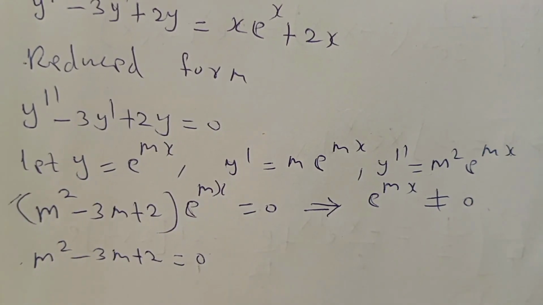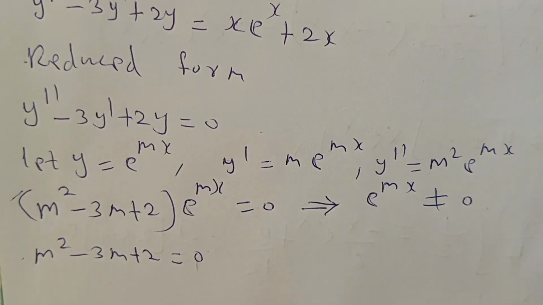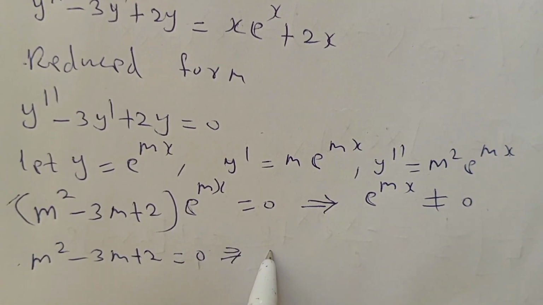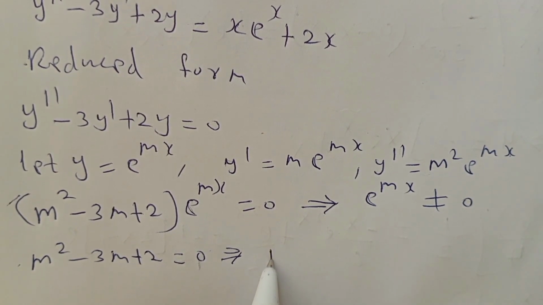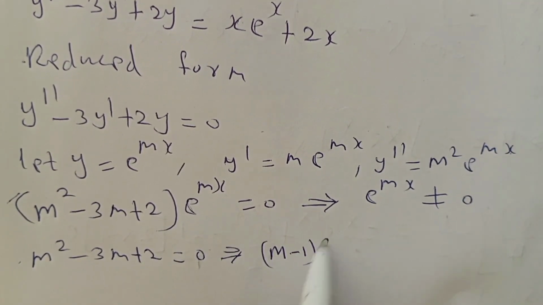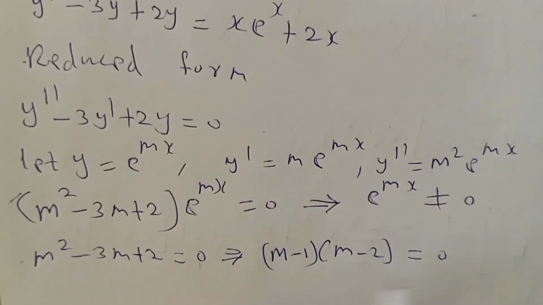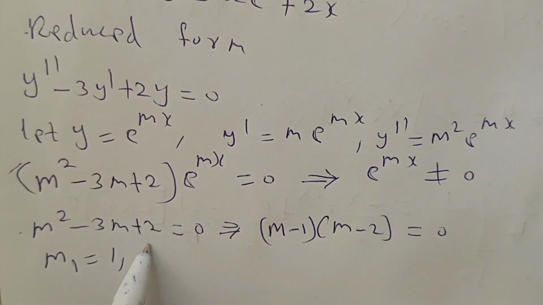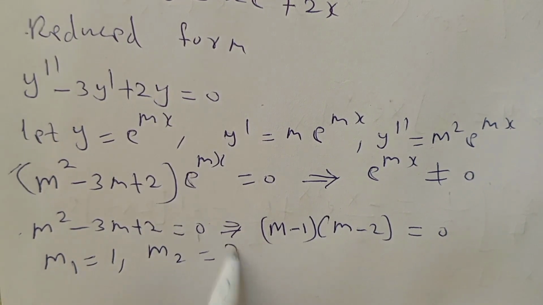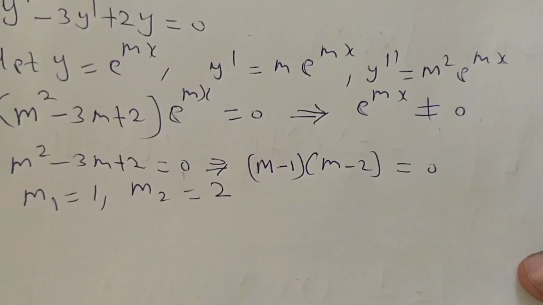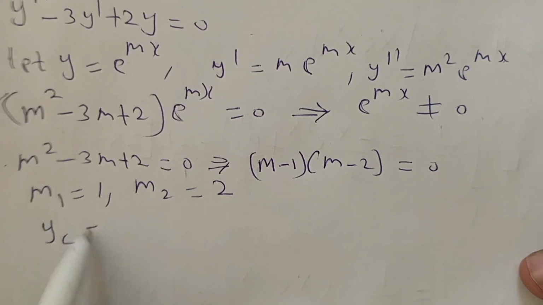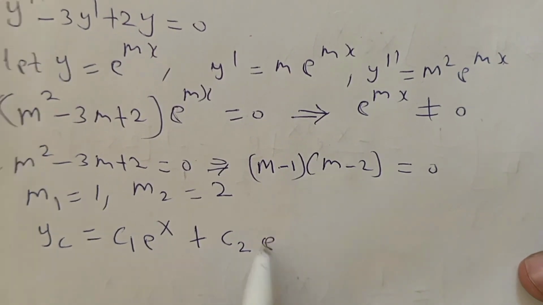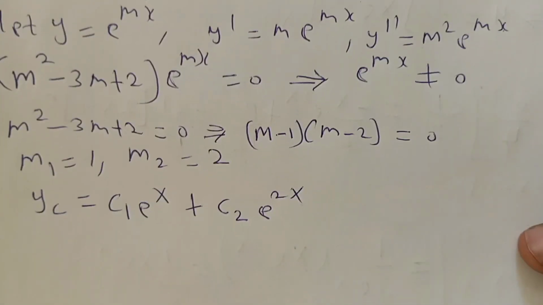And this is a quadratic equation which can be factorized. So we can factorize this quadratic equation to obtain (m minus 1) into bracket (m minus 2), which is equal to 0, meaning that our m1 is equal to 1 and our m2 is equal to 2. Now, our complementary part will be yc is equal to c1 exponential x plus c2 exponential 2x. That is our complementary part.